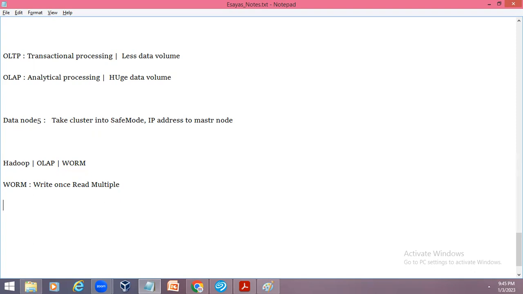Clear on this? Now, can you repeat this? I clicked away and I didn't hear you on this. Okay. So Hadoop is an OLAP system, right? For an OLAP system, what we define is that my system should be write once and read multiple. It means that my system says you should write less on me, but you can read as many times as you want.